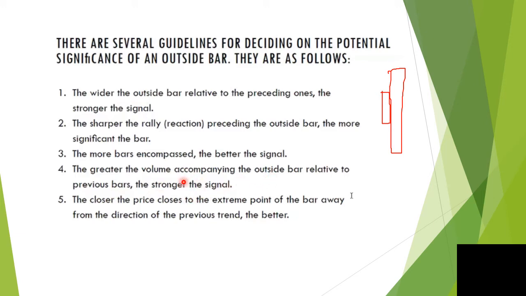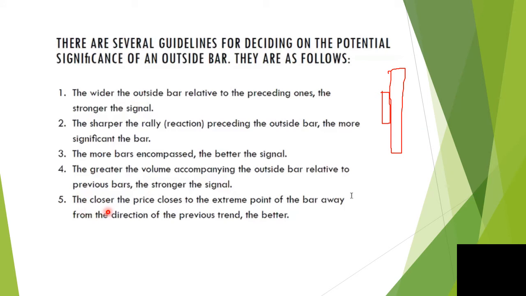Maksud dia kat sini adalah, you recall back again Dow theory. Dow theory said that volume must confirm the trend. Jadi bila kita dah nampak pattern ni, tapi kita kena confirmkan juga dengan volume di bawah ni. Jadi kita boleh kata dia ikutlah pattern ni sama ada dia akan jadi bullish ataupun jadi bearish.